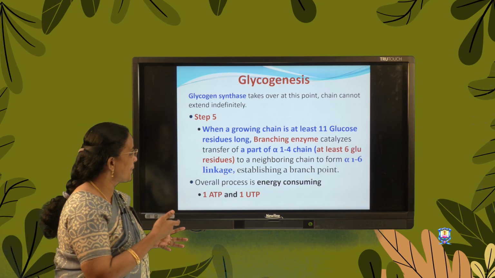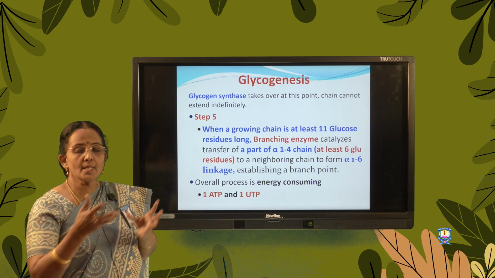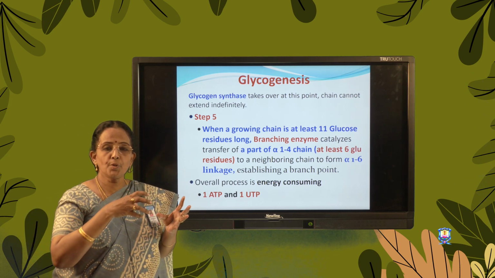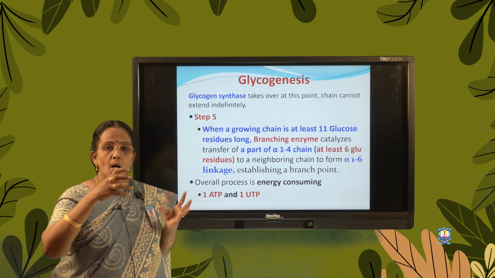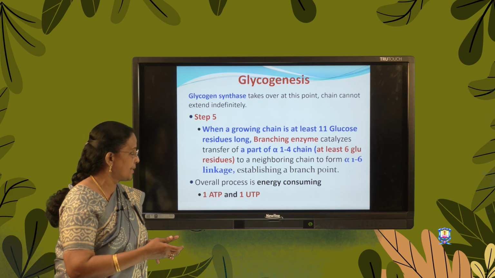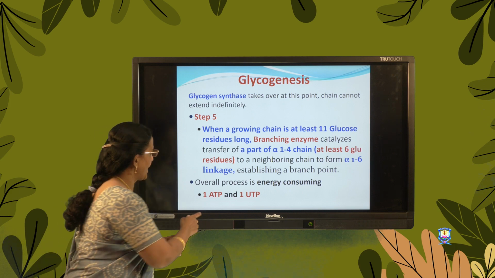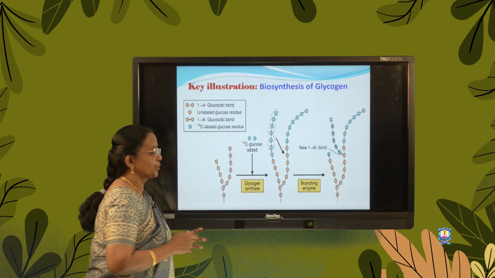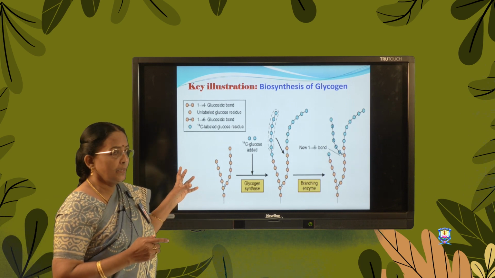What is the job of the branching enzyme? To carry this 6 glucose residue. The alpha 1,4 chain has about 13 glucose residues, and a minimum of 6 glucose residues is transferred by the branching enzyme to a new branch point. This is an energy requiring process which requires 1 ATP and 1 UTP.